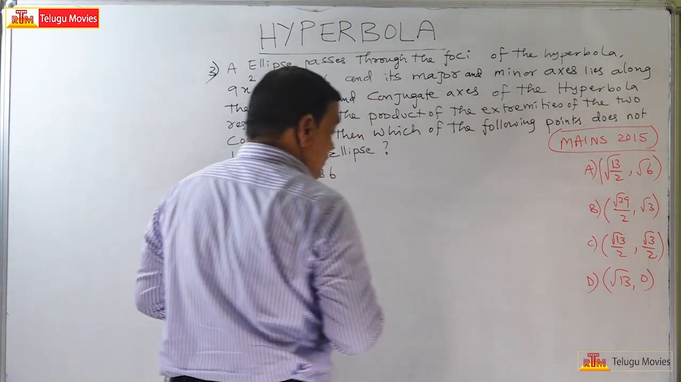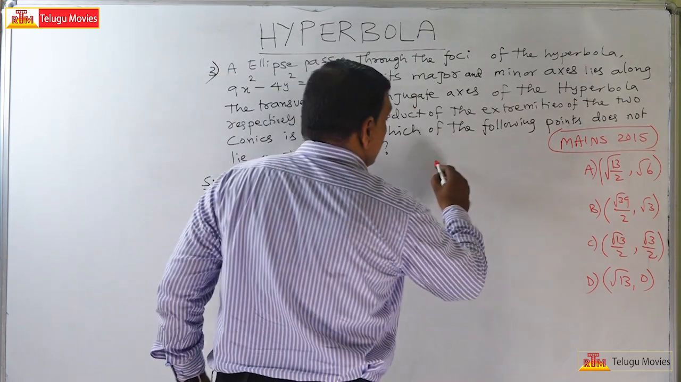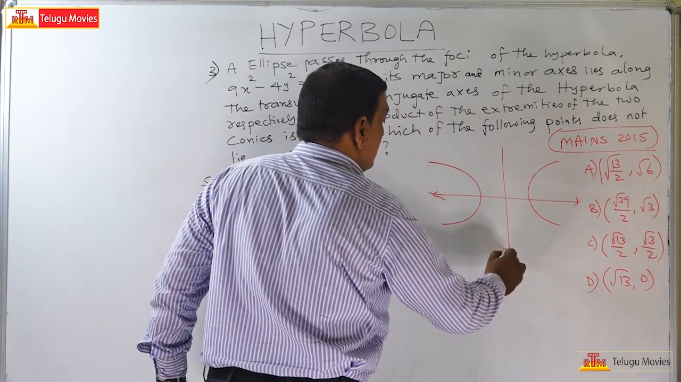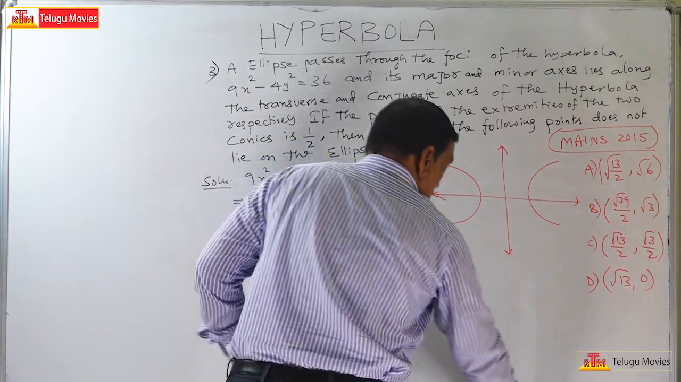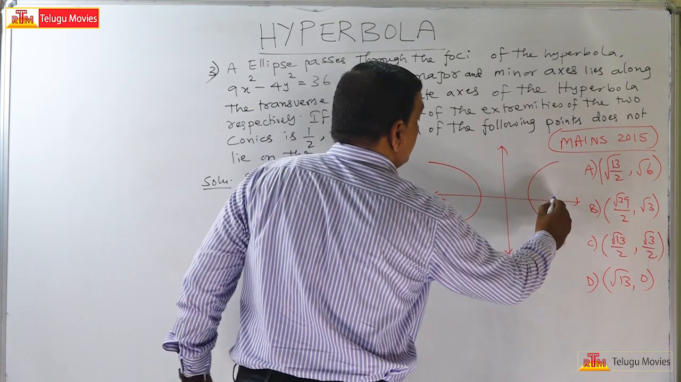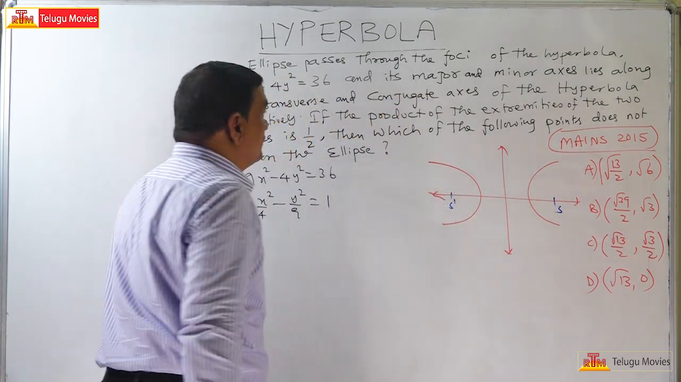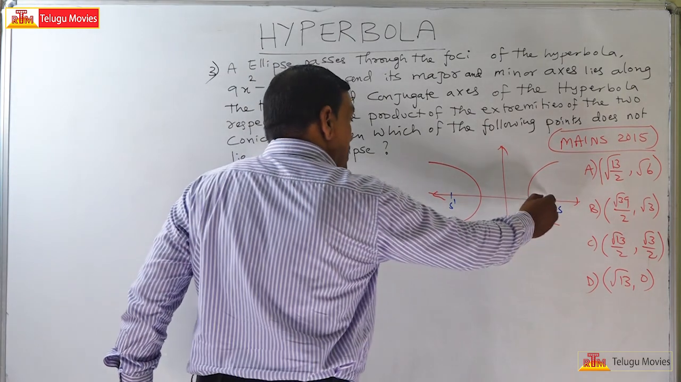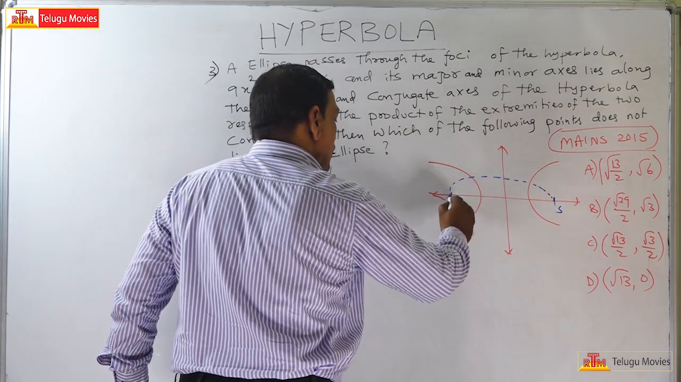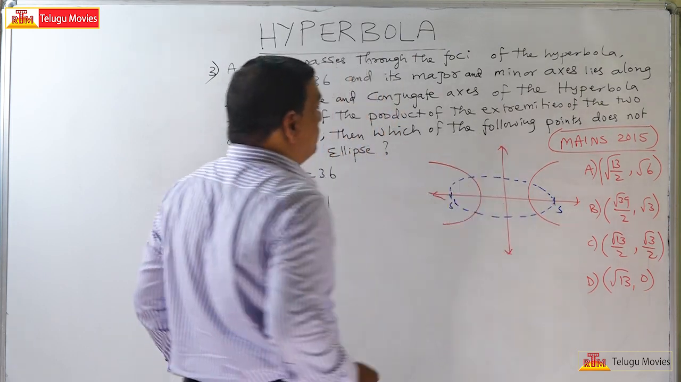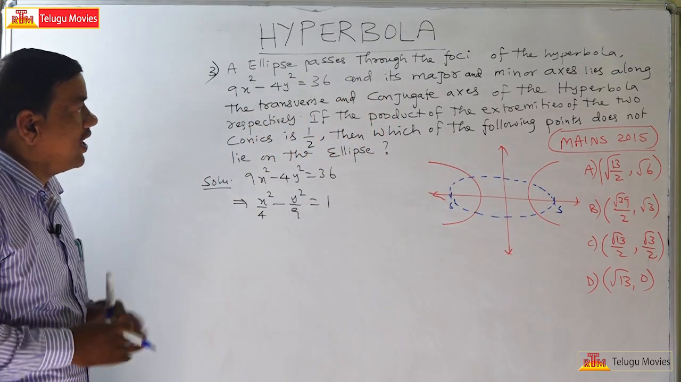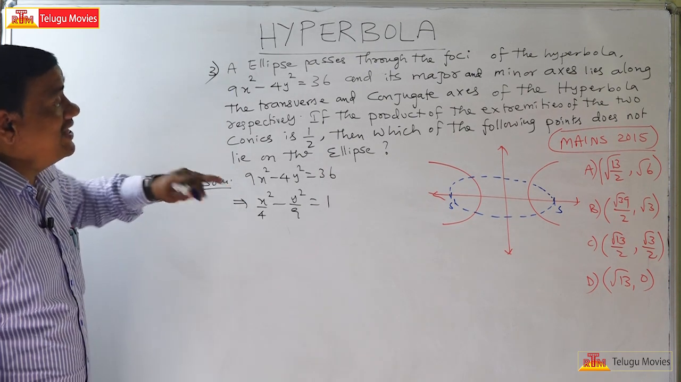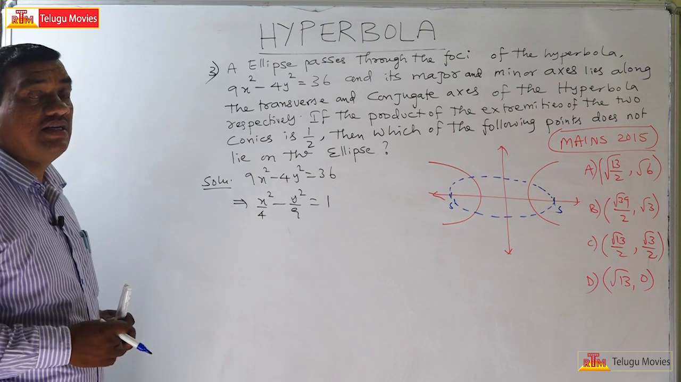I will draw the ellipse, with the x axis and y axis. These are the foci, S and S dash. The ellipse passes through the foci of this hyperbola. And one more piece of information is there about the major and minor axis. Whose major and minor axis?